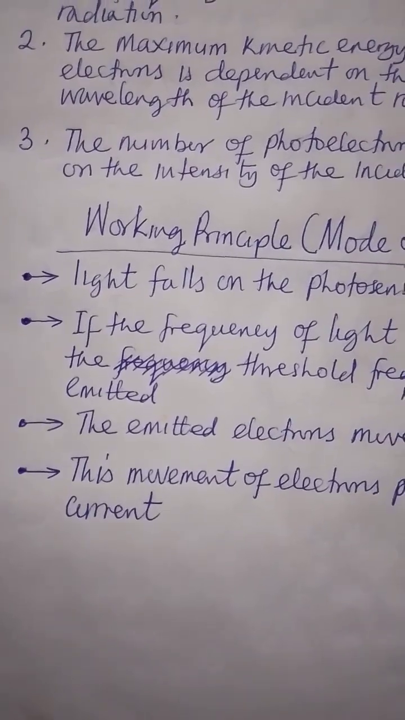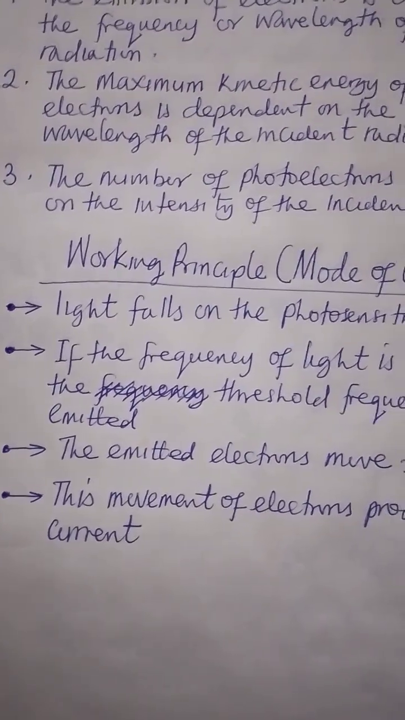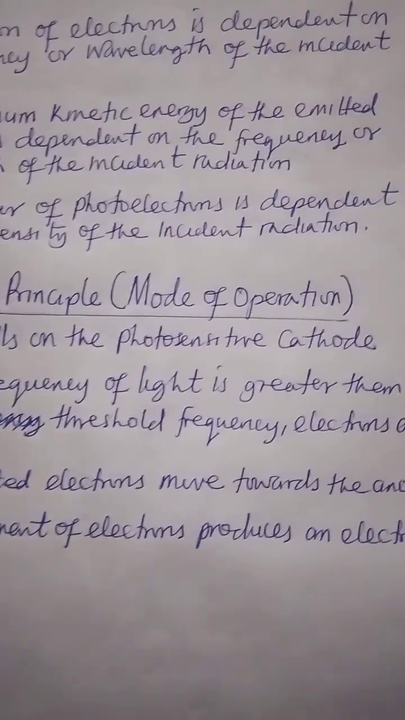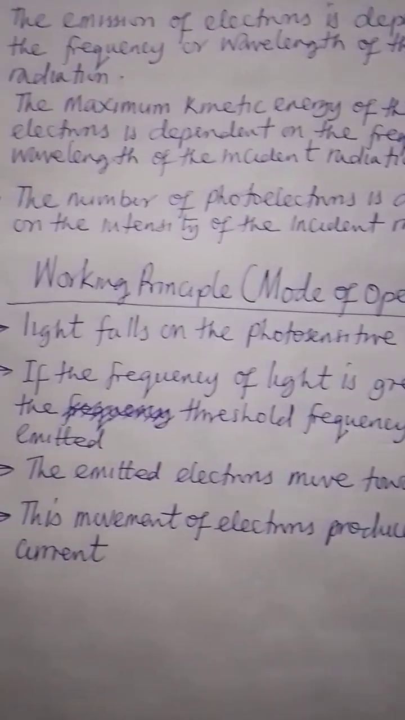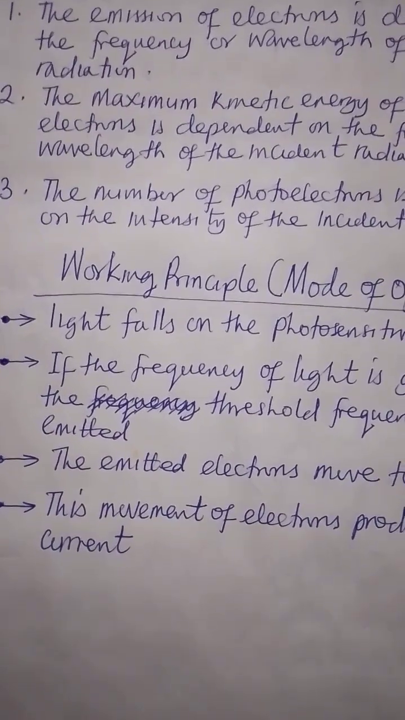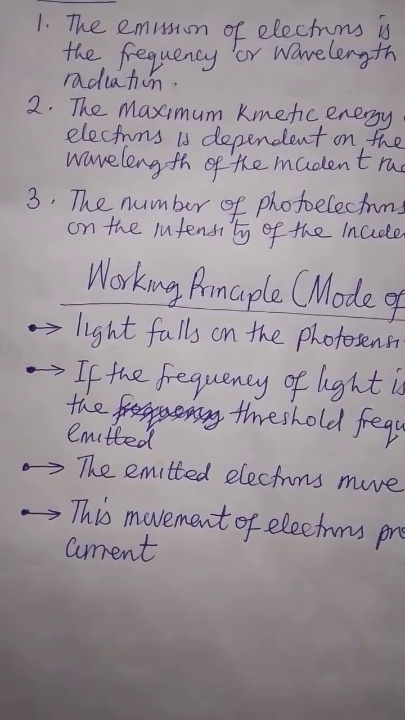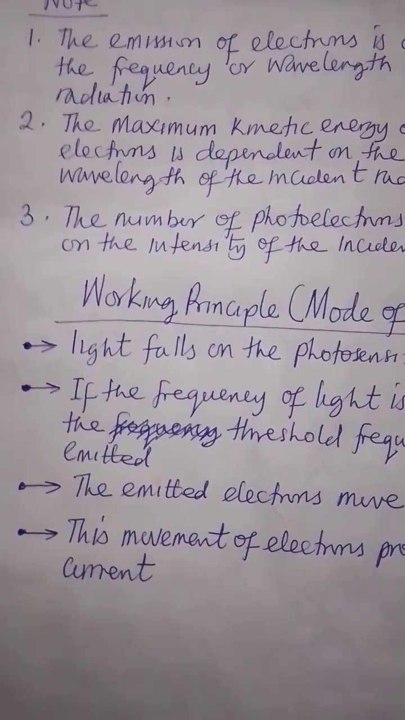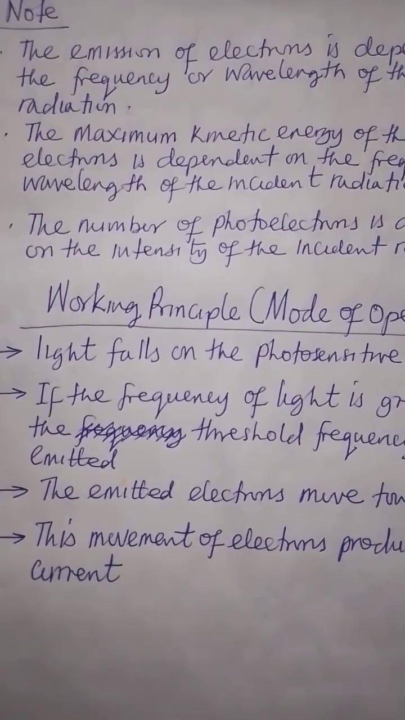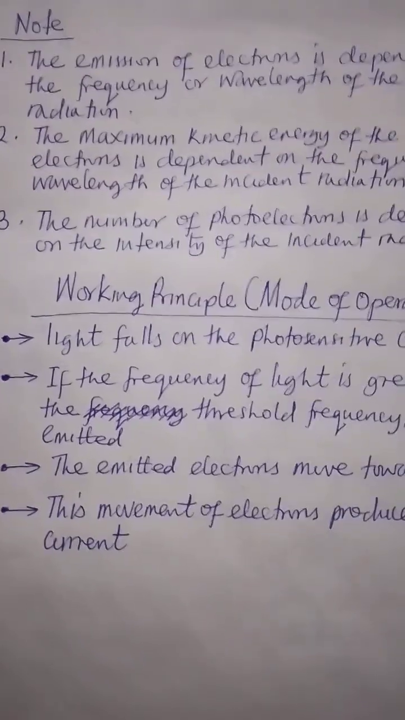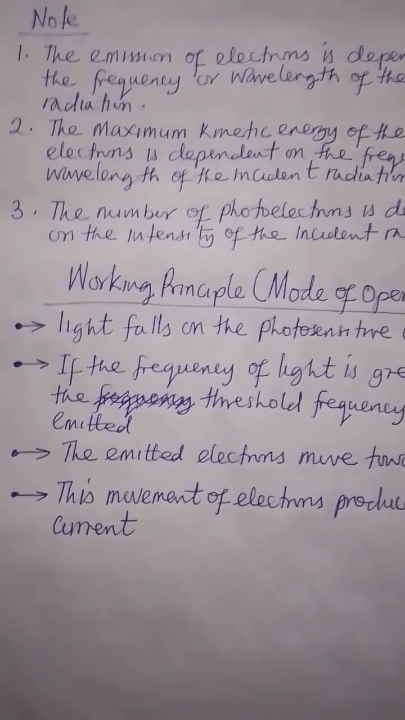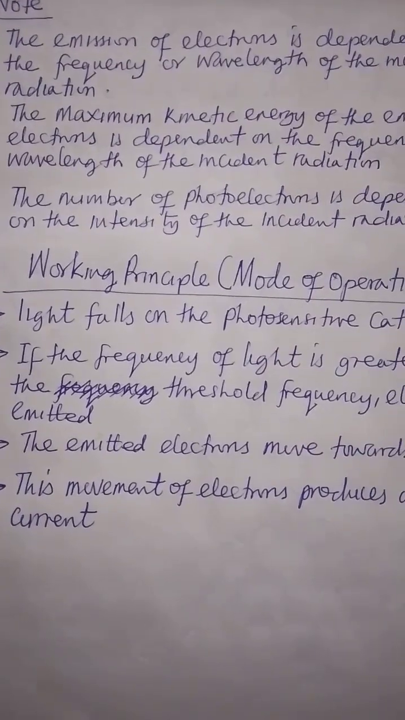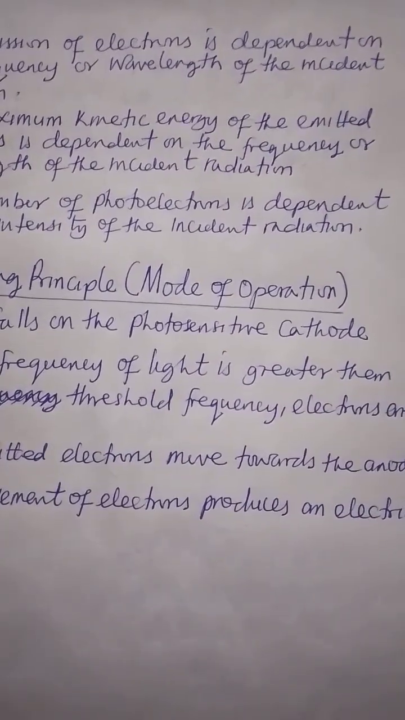A quick summary again. Light falls on the photosensitive part of the photocell called the cathode. If the frequency of the light is greater than the threshold frequency, then electrons are emitted. The emitted electrons move towards the anode. This movement produces electric current.